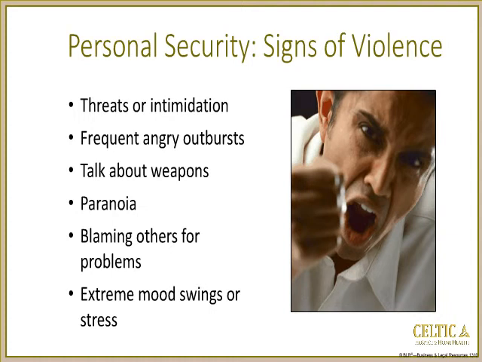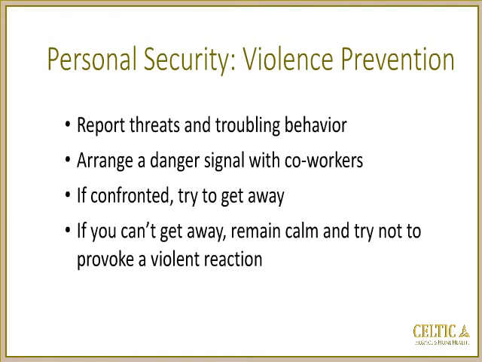Think about some other troubling behaviors that might indicate that a person is about to become violent. You can also take other steps to prevent workplace violence or deal effectively with potentially violent confrontations. The most important prevention tactic is to report any threats or troubling behavior to your supervisor right away. It's also a good idea to arrange a danger signal with coworkers so that you can warn one another in the event of a violent confrontation.